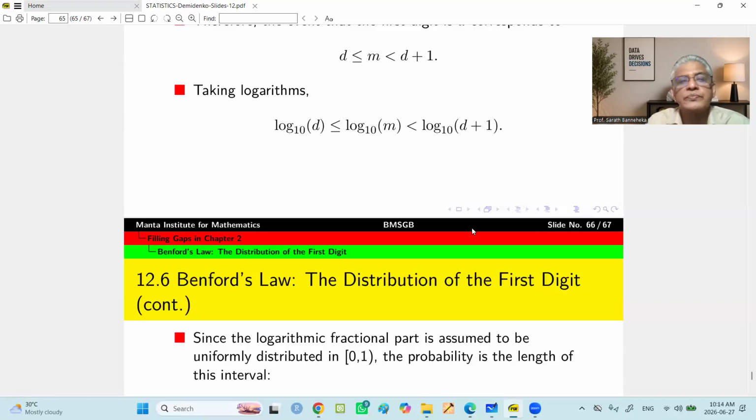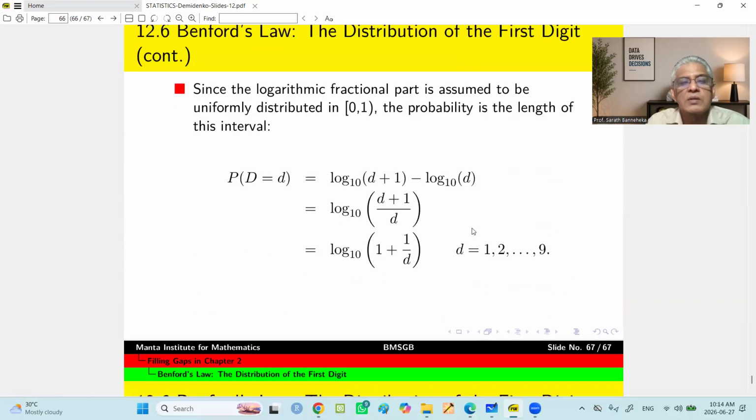So therefore, the probability that capital D is equal to simple d is equal to the length of that range that we are looking at, log of d plus 1 minus log d, which can be written as log of d plus 1 divided by d. And that's why we get this expression in Benford's law, right?